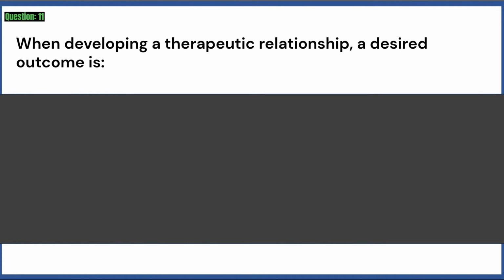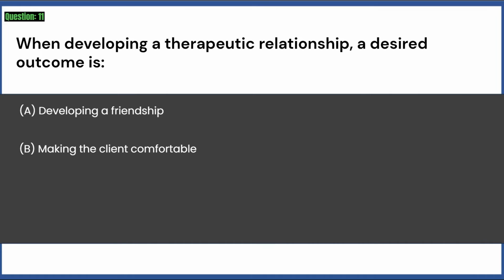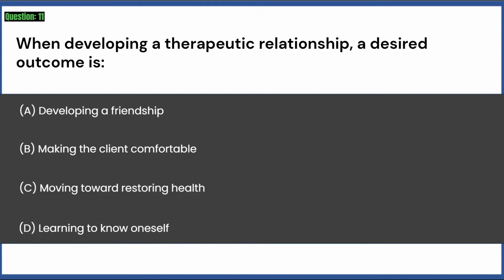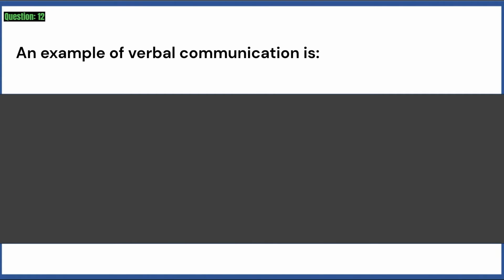When developing a therapeutic relationship, a desired outcome is: A. Developing a friendship. B. Making the client comfortable. C. Moving toward restoring health. D. Learning to know oneself. Answer: C. Moving toward restoring health. An example of verbal communication is: A. Moaning. B. Laughing. C. Writing. D. Crying. Answer: C. Writing.